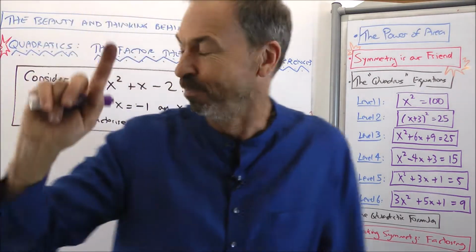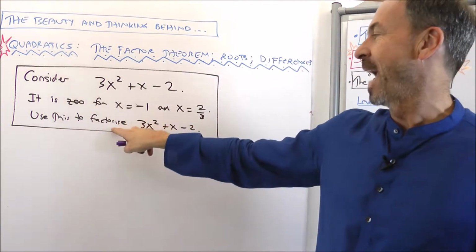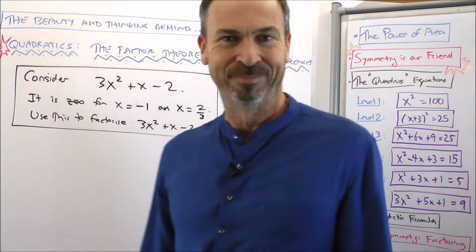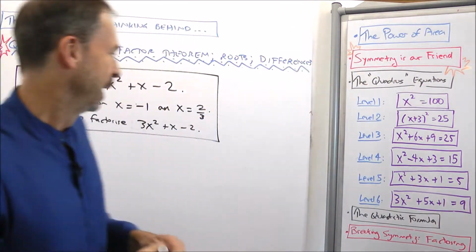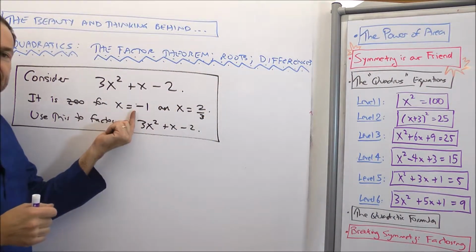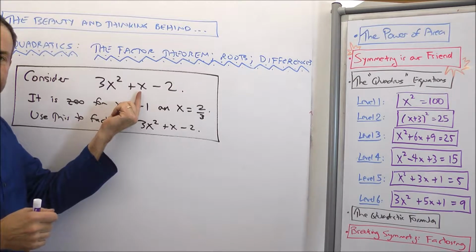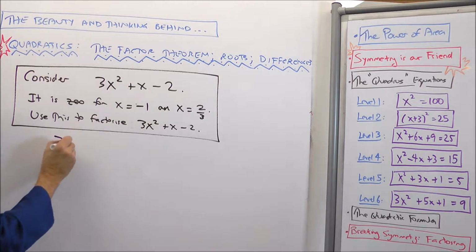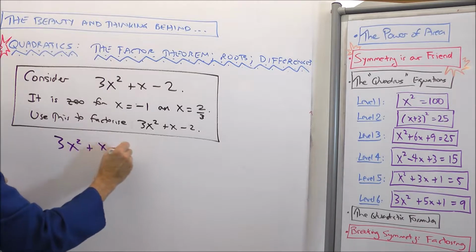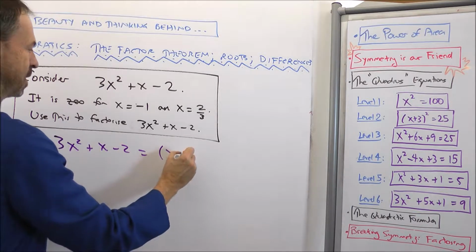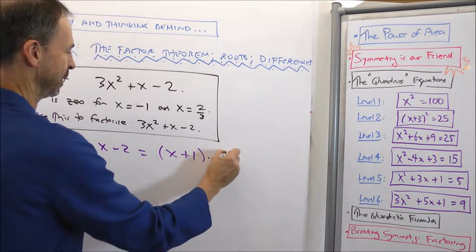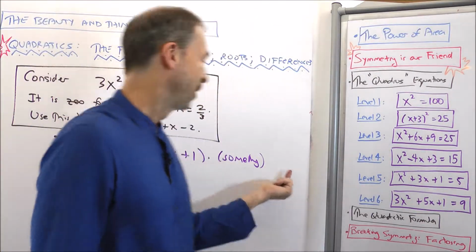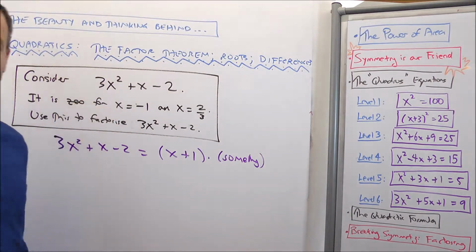But here's the question. Use that fact to actually factorize 3x squared plus x minus 2. Okay, so let's think about what we've done. We've just realized that x equals negative 1 makes this expression equal to 0. So it is a multiple of x plus 1. So actually 3x squared plus x minus 2 is x plus 1 times something with 0 error, because it equals 0 at x equals negative 1.